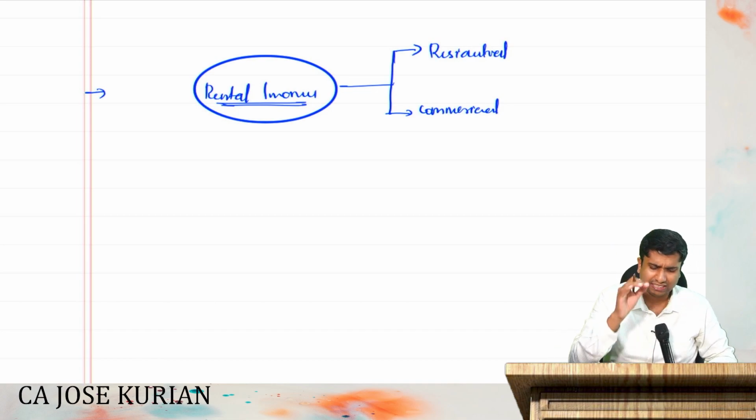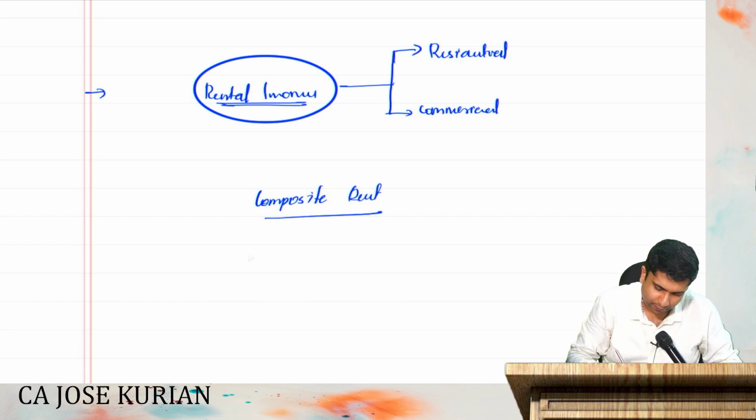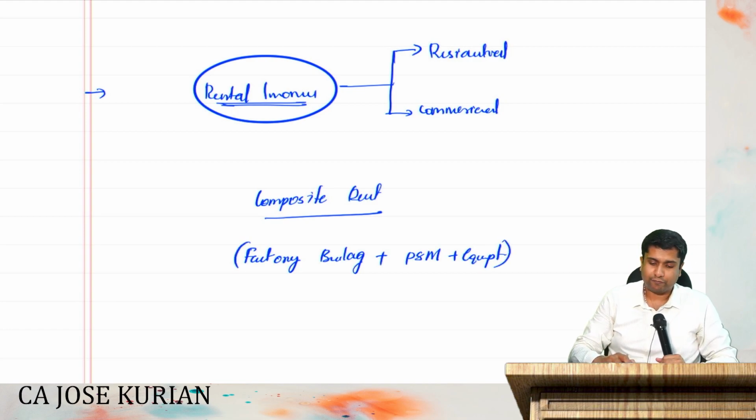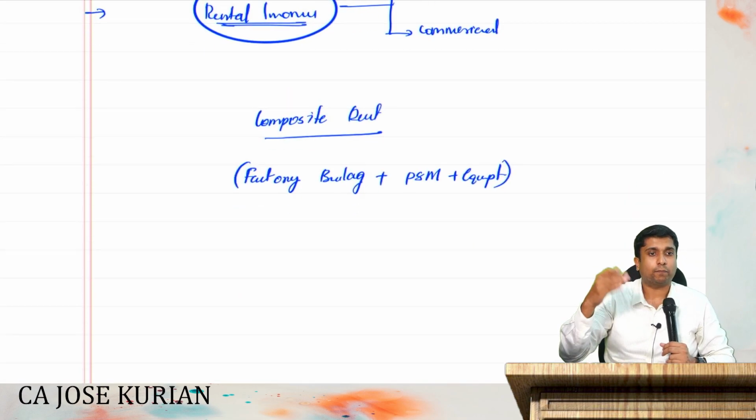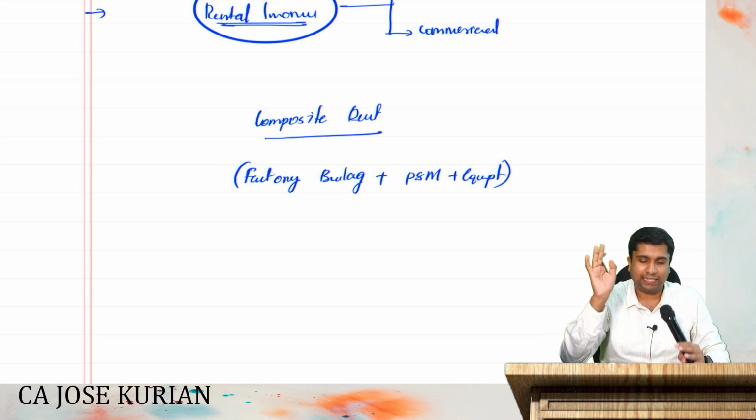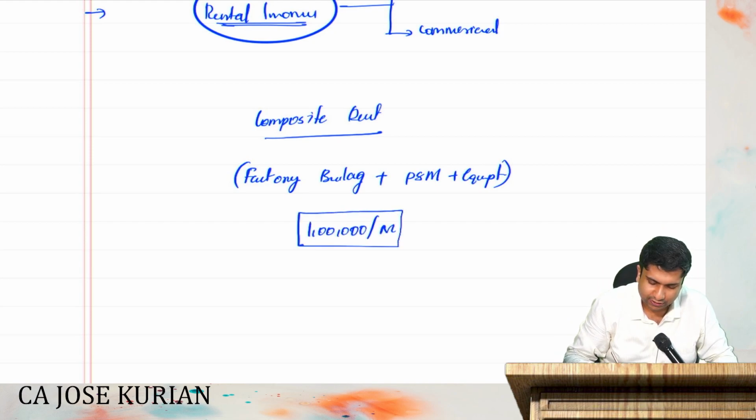Now, there is a concept called composite rent. Say for example, I have a factory building, and in that factory there are certain plant and machinery and other equipment, which I normally use for my production. I have rented this entire premises for rupees 1 lakh monthly rent.